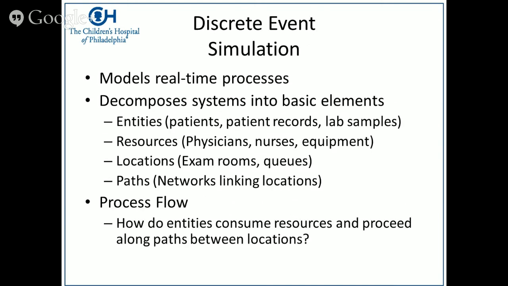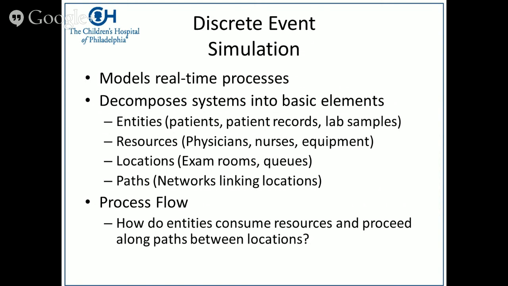So we model these real-time processes, and in order to build a discrete event model of a system, we have to decompose the system into its basic elements. What are the entities? Entities in discrete event simulation parlance are the objects upon which work is done. So in a healthcare environment, entities are the patients, patient records, lab samples, maybe radiology images that we need to process in order to do the work that the system is trying to do. The resources are the objects that we have that allow us to do those things. So human resources, physicians, nurses, equipment, and all of the things that we use in order to treat our patient population.